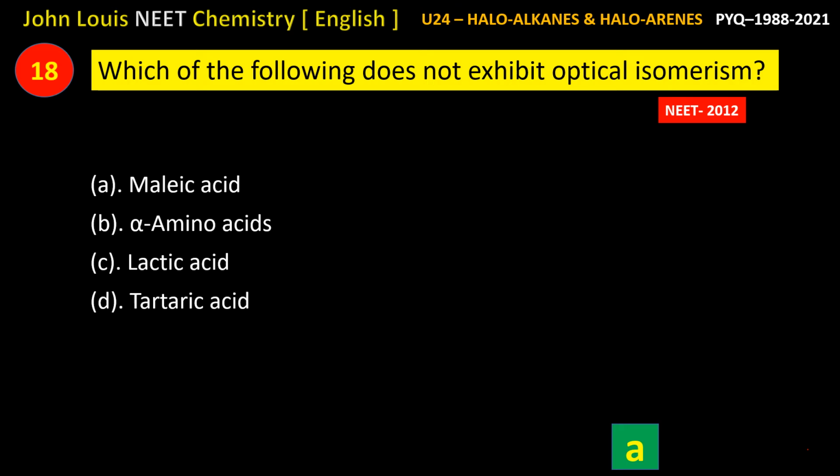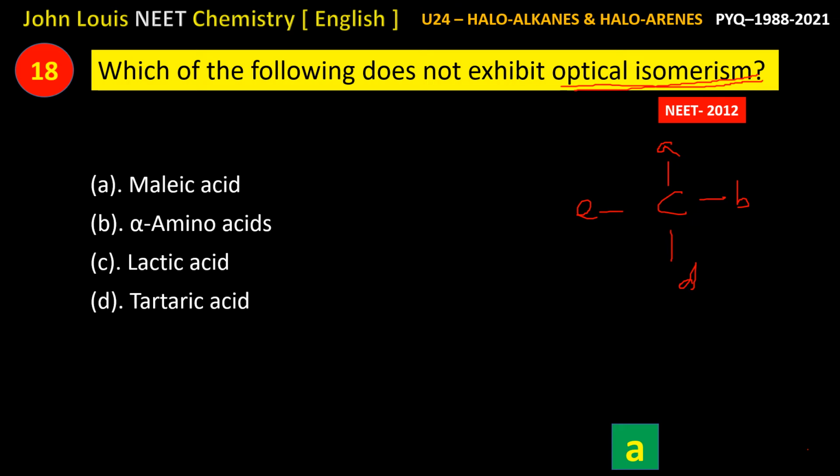Which of the following does not exhibit optical isomerism? Malic acid, alpha amino acids, lactic acid and tartaric acid. Optical isomerism is exhibited by a compound having a chiral carbon. That means the carbon should be bonded to 4 different groups, maybe A, B, D and E.